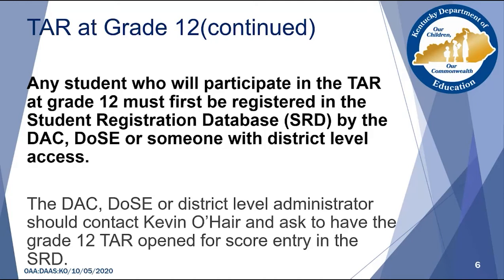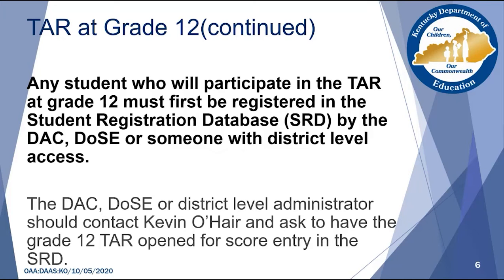This process is the same as it was in the past for a grade 14 student and does not take an extraordinary amount of time to complete. Once registered, the DAC, DOS, or district level administrator must contact Kevin O'Hare and request that an account be opened for score entry. So just to repeat that process very quickly, you would go into the Student Registration Database, select Student Registration, and when that comes up, you will just provide the student's name, SSID, grade, gender, and then you would provide the school and district, select Submit.